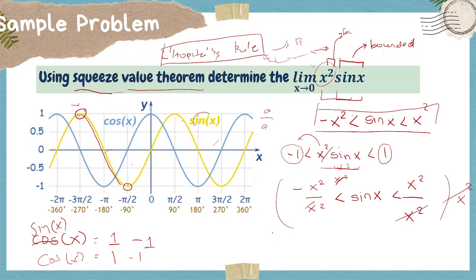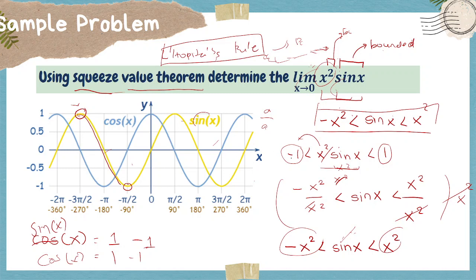Ngayon, paano na natin siya isa-solve? You get the limit of negative x squared and the limit of x squared. Bakit ko i-get ang limit nitong negative x squared at x squared? Para makuha ko yung limit ng sin x sa loob. Pag nakuha ko yung limit nun, ayun na yung limit ng function ko. Nakukuha.